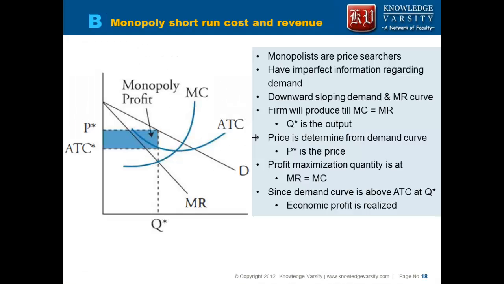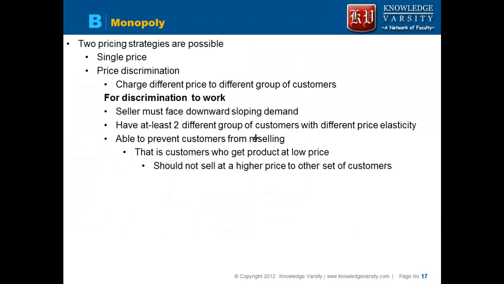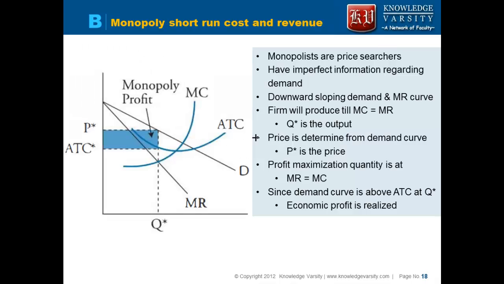Now let us try to understand the first strategy, that is a single price, and see what the profit is in the case of monopoly and what the problem with the monopoly is. What we are saying is that monopolists are price searchers. That is, they are trying to search for the price that people are willing to pay. There is no competition in the market, so they do not know the perfect price, and they get only imperfect information regarding the demand. They are trying to see what price people will pay.